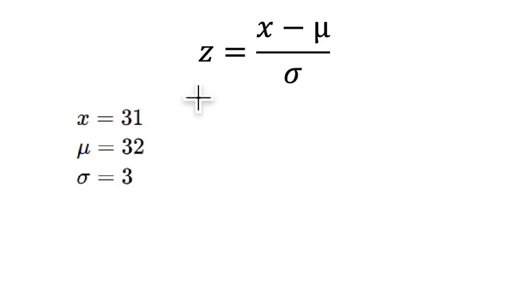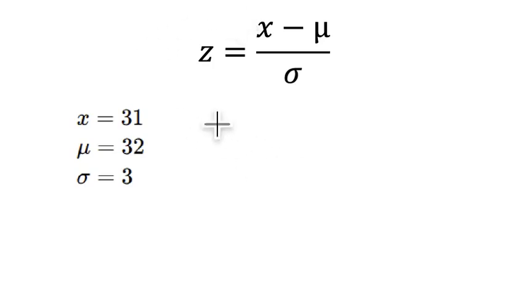Now, to calculate z, which remember tells us how many standard deviations away from the mean that data point is, first we subtract the mean from the data point, and we divide by the standard deviation. The numerator of the formula tells us how far the data point is from the mean, and then by dividing by the standard deviation, it tells us how many standard deviations that distance is. So once again, the z-score tells us how many standard deviations away from the mean the data point is.